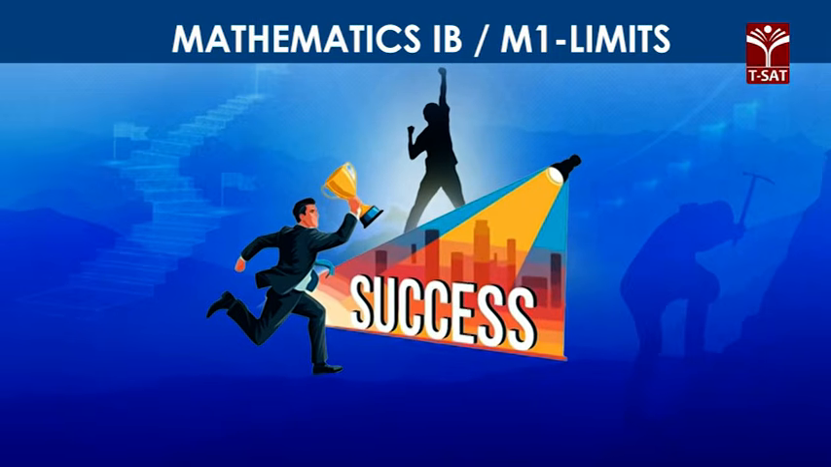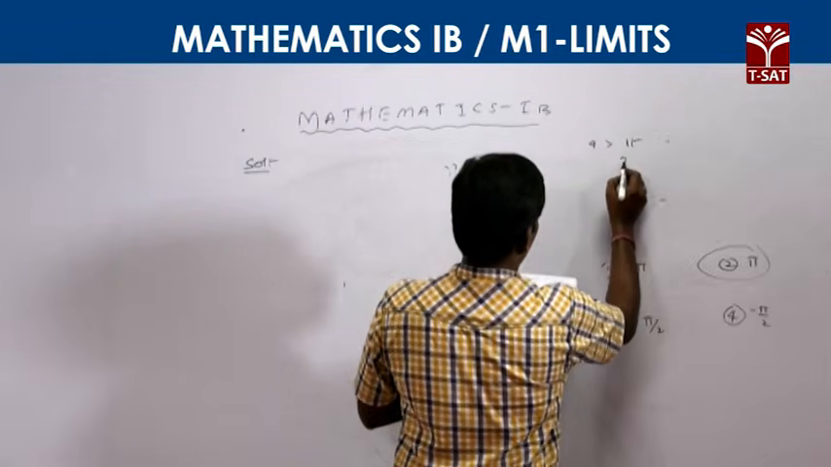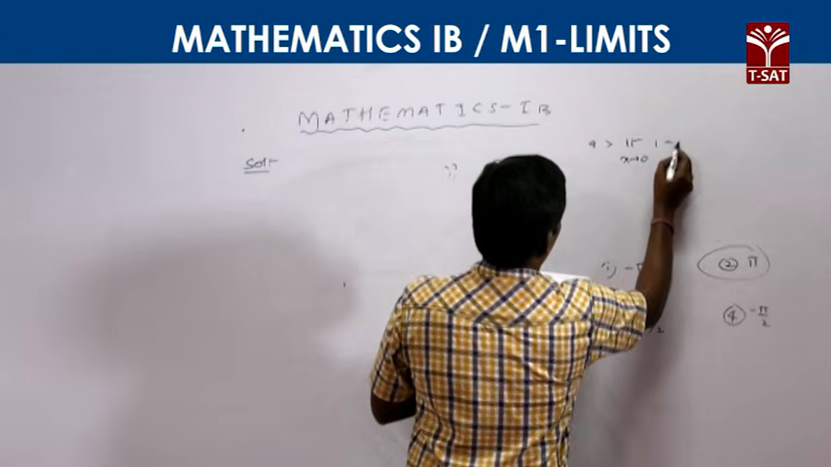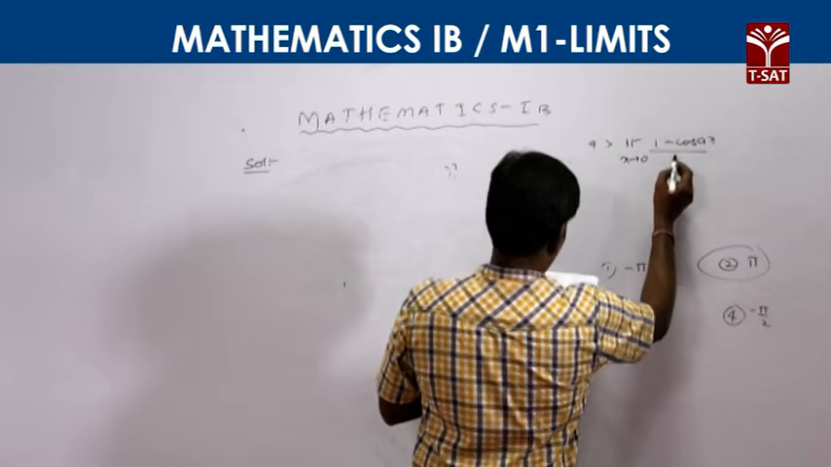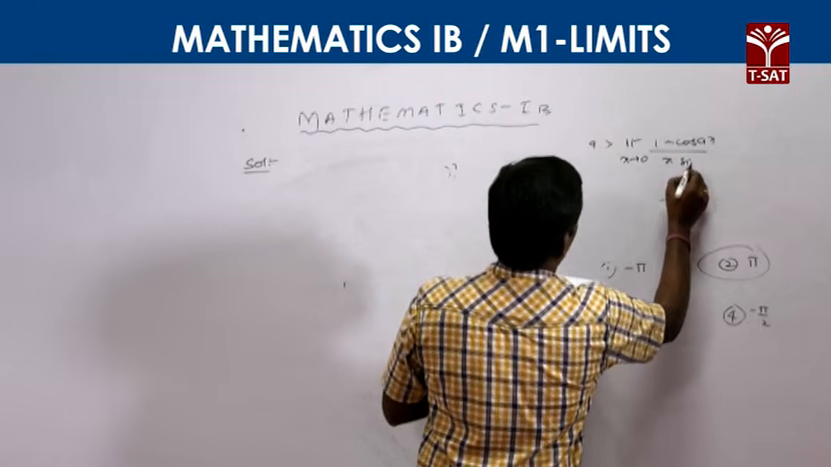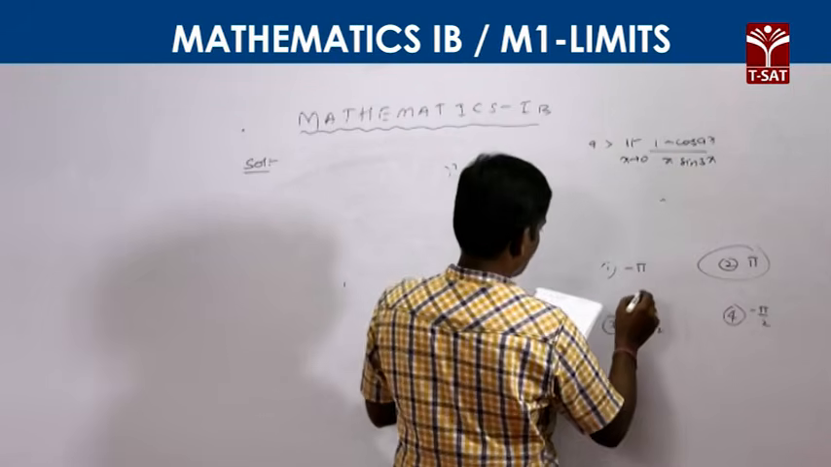Next question. Limit x tends to 0 of (1 minus cos ax) by (x sin 3x). Options.